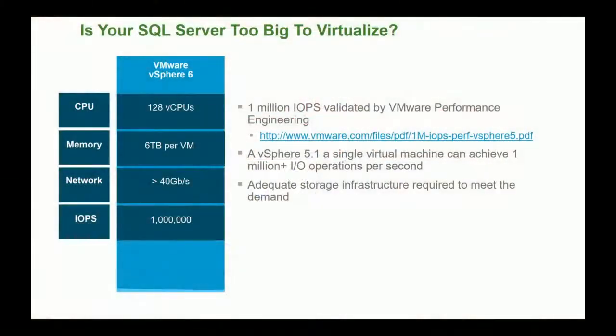And the numbers in front of you are the latest from vSphere 6.5. We can get up to 128 CPUs on a virtual machine, 6 terabytes of RAM, more than 40 gigs per second, and 1 million IOPS for a single VM. Pretty cool for a virtual machine, right? So there's kind of no limit. It does correspond to how you configure the virtual machine, though. You need to optimize the virtual machine.